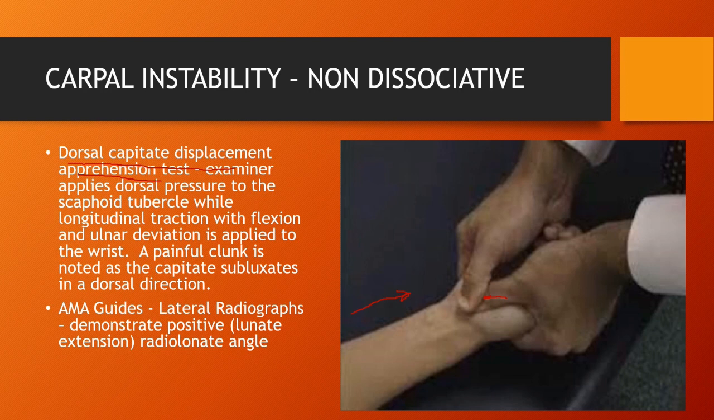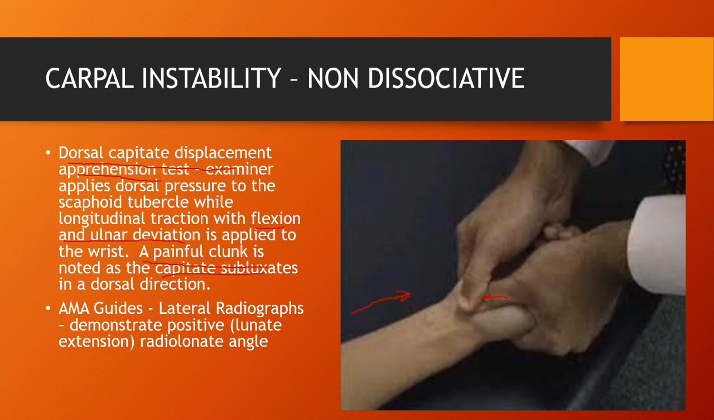Then the examiner places the wrist in flexion and applies ulnar deviation. And as the wrist approaches its maximum range of motion in ulnar deviation, a painful clunk will be noted as the capitate bone subluxates in a dorsal direction due to excess ligamentous laxity in the space of Poirier.